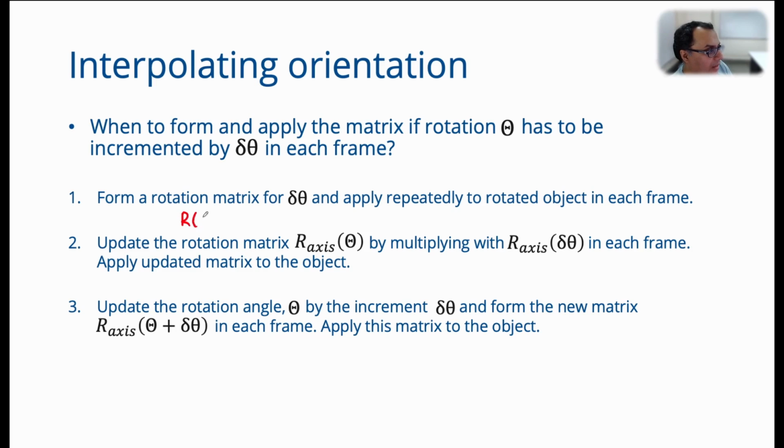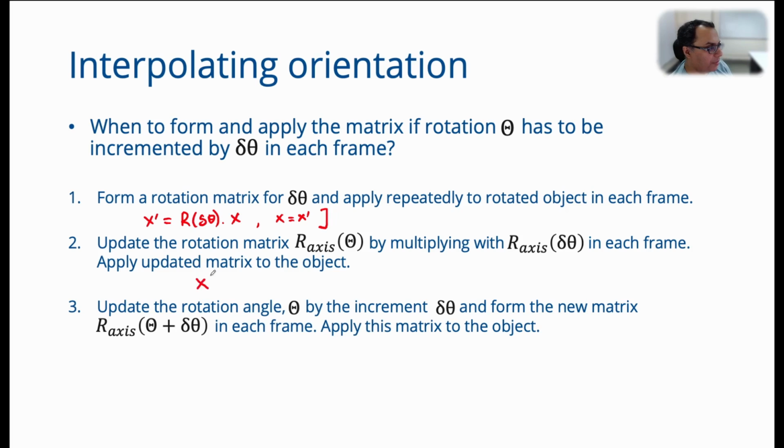Form R of delta theta and apply it to x to get the rotated object x prime, and then say that x equals x prime, and you do this repeatedly. This will rotate the object by delta theta at every frame. This is one way of doing it.